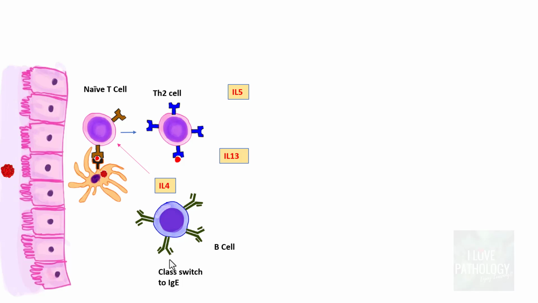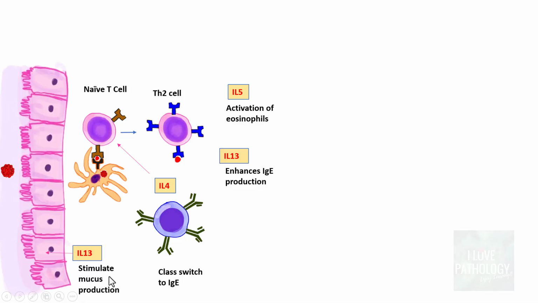Now, what is the role of interleukin 13? It enhances IgE production by these cells. And interleukin 5 is the most important one, which results in activation of eosinophils. Before I forget, interleukin 13 also stimulates mucus production by these epithelial cells, and that's why you have lots of mucin in these cases. So remember, the T helper cells release interleukin 4, interleukin 13, and interleukin 5.